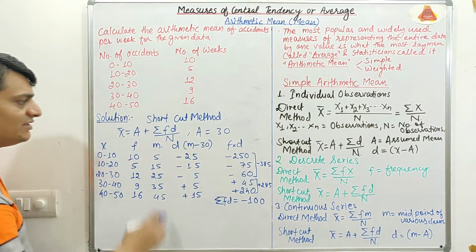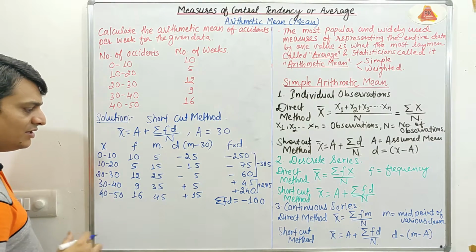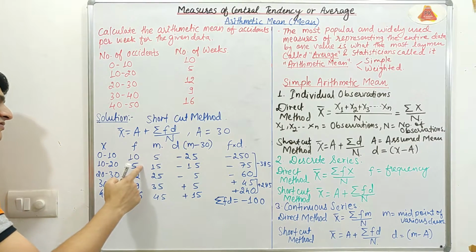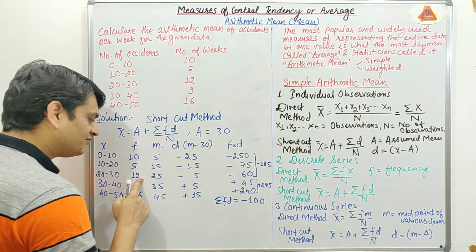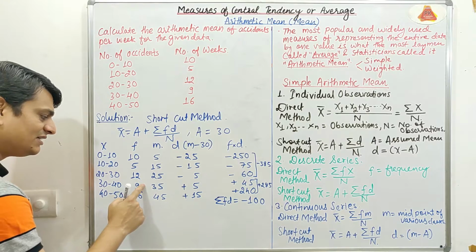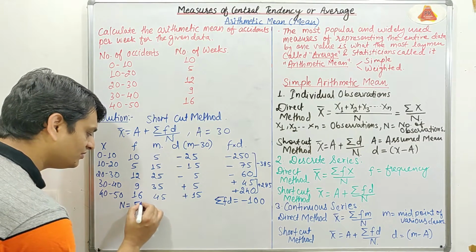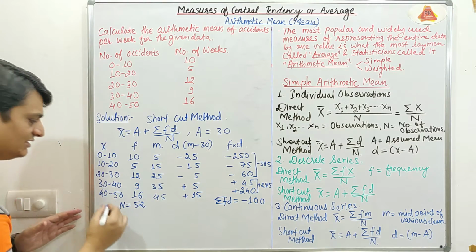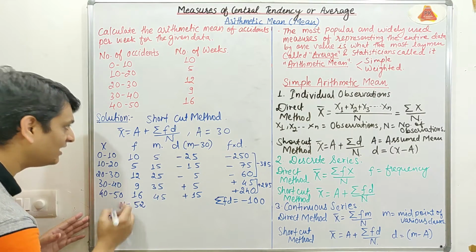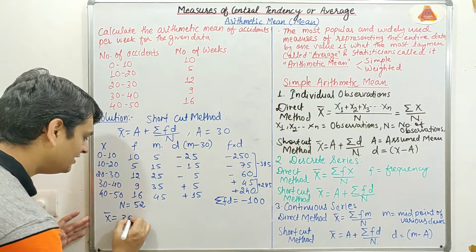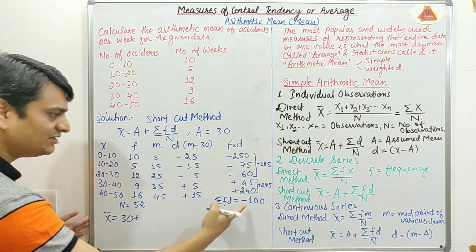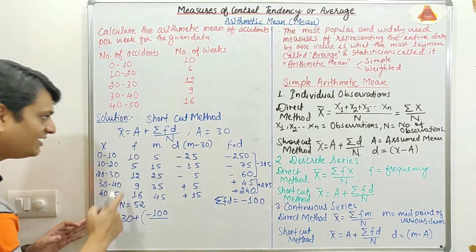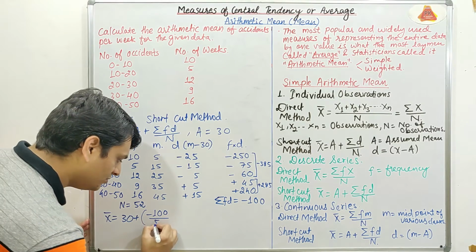Now here we have the value of summation fd. Here we need the value of n. So n is equal to 10 plus 5, 15 plus 12, 27 plus 9, 36, 36 plus 16 is equal to 52. Now we will put all these values in this formula. So x bar is equal to a, that is 30, plus summation fd, that is minus 100, divided by n, that is 52.